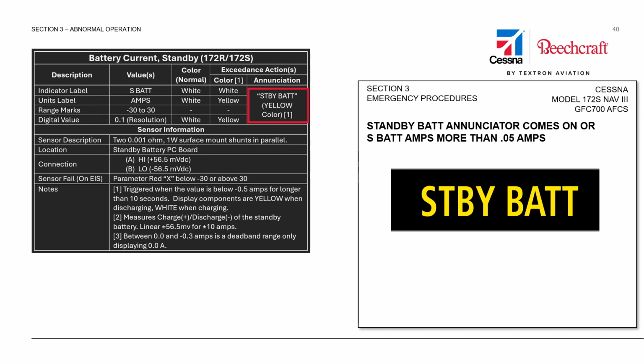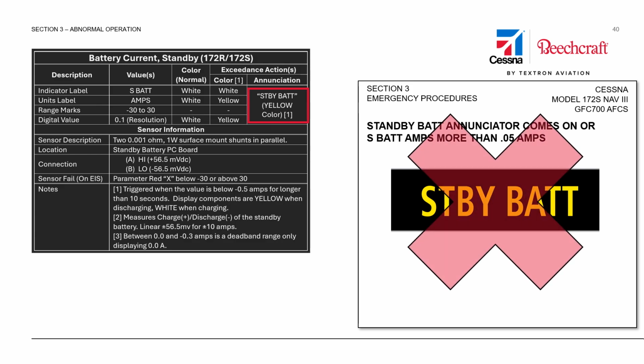The final CAS message we will discuss is the standby battery enunciation. The POH does not have a checklist or procedure if this CAS message appears. It is a yellow CAS message, so no immediate action is required like if it were a red CAS message, but a complete loss of avionics could be impending, so it's telling us that it's time to come up with a plan.